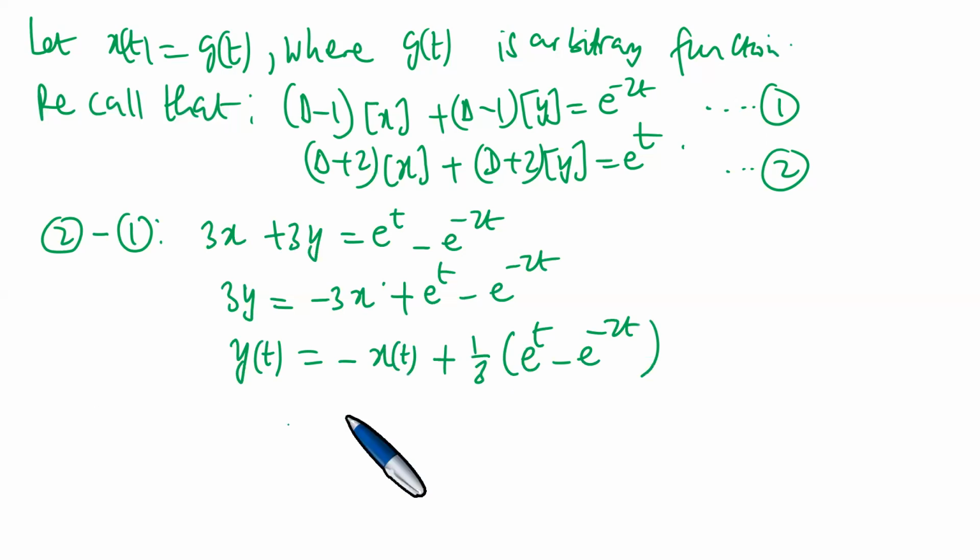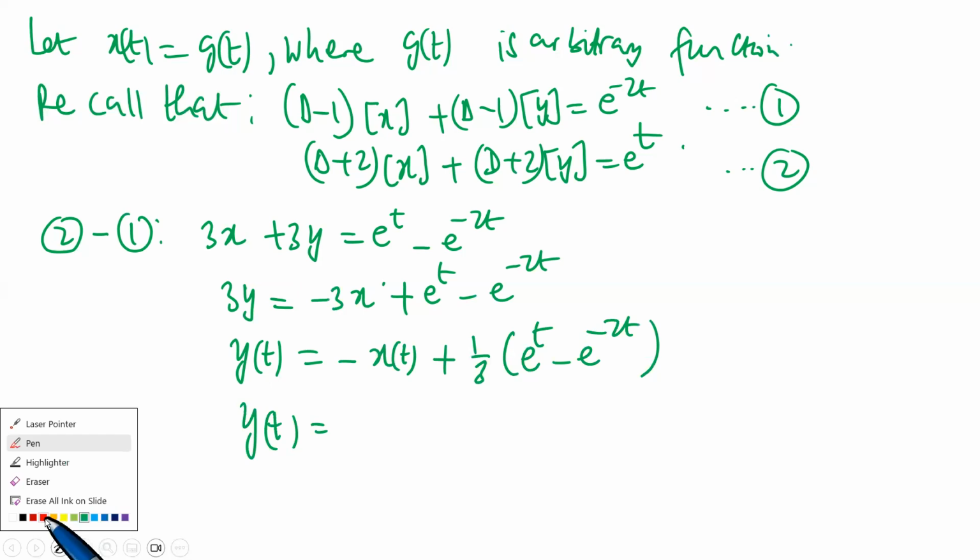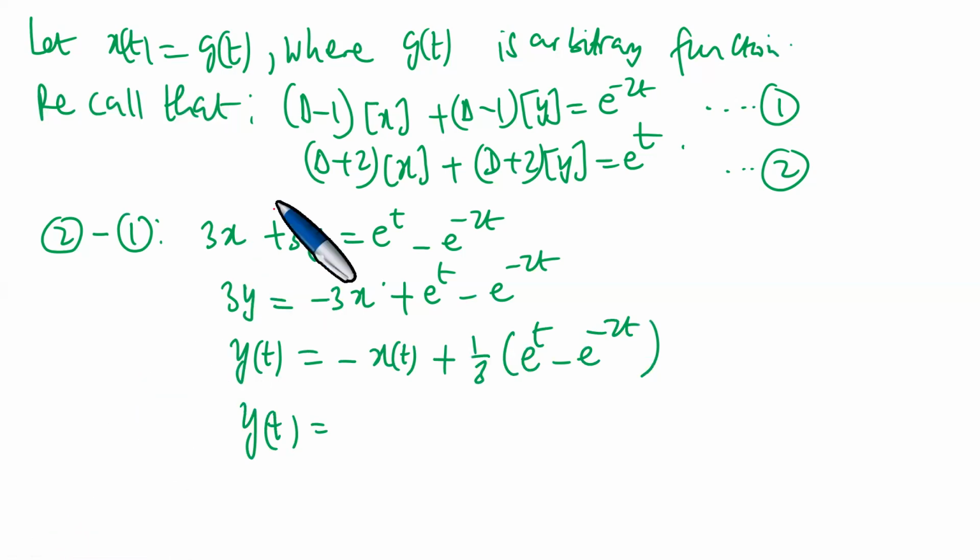Why do you say equation 2 minus equation 1 instead of equation 1 minus equation 2? That's a good question. I would have said equation 1 minus equation 2 is the same thing. Yes, the answer would be the same, but the two would differ by a minus sign, which can be eliminated.